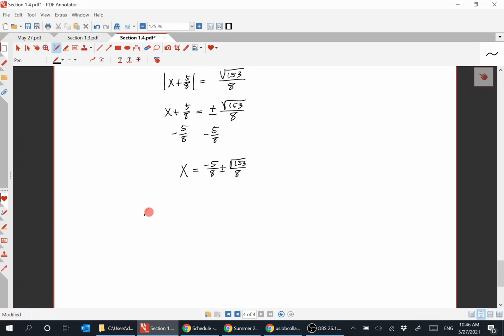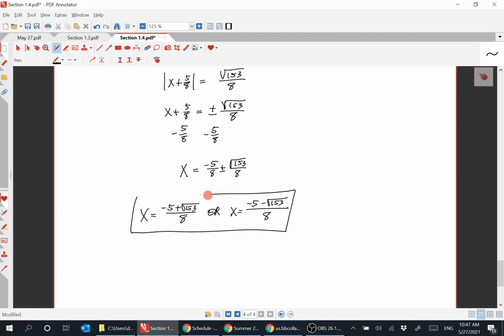So the solutions are x equals minus 5 plus square root 153 over 8, or x is equal to minus 5 minus root 153 over 8. So these are your solutions. Yeah, they're ugly, but they don't have to be pretty. They're real numbers just like any other.